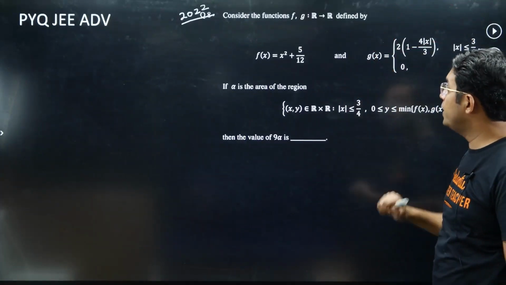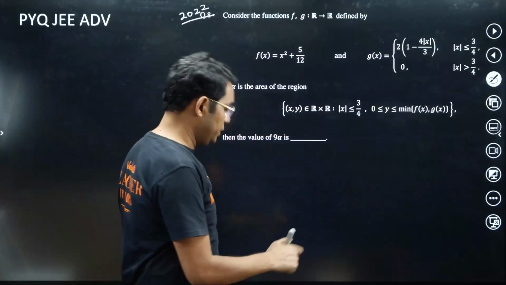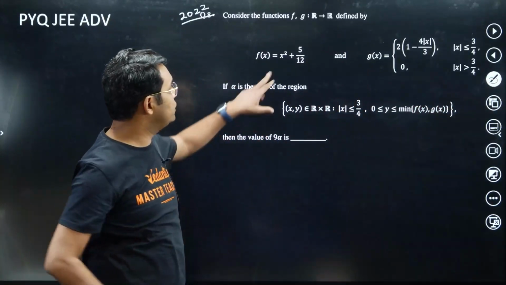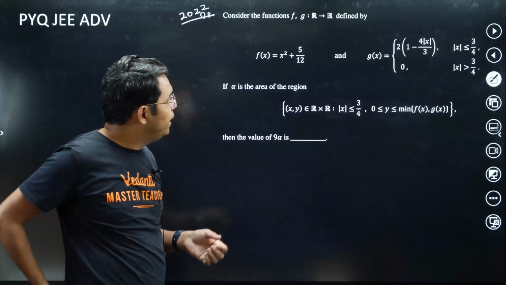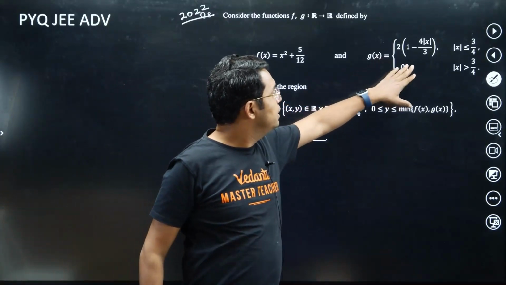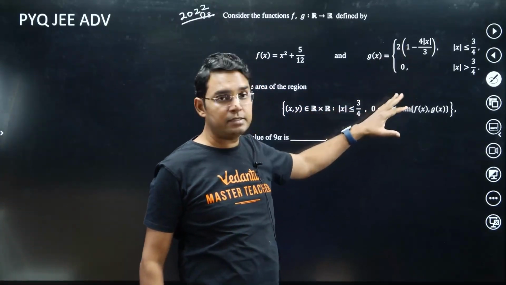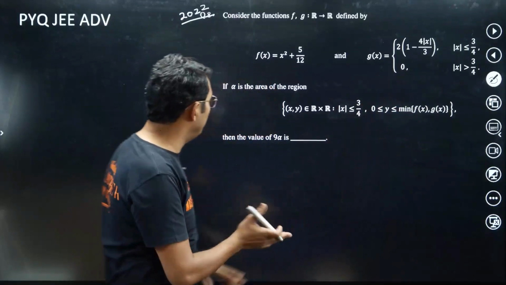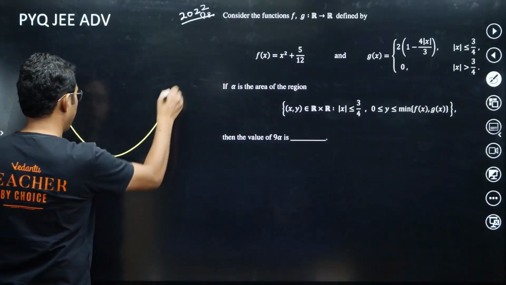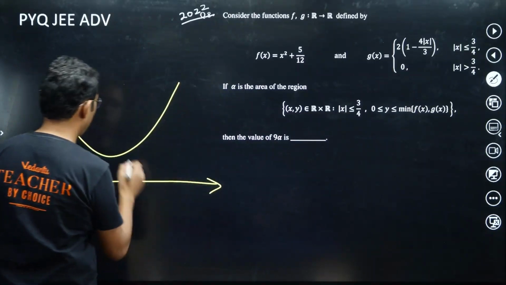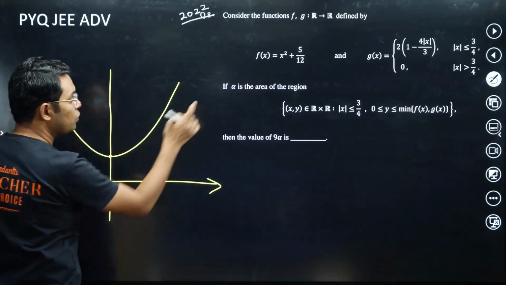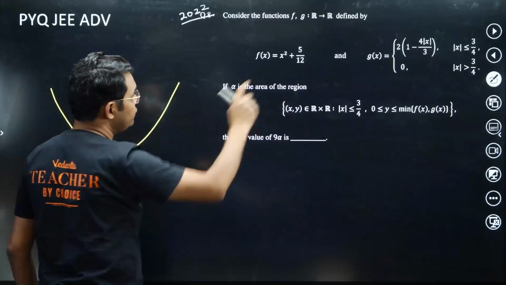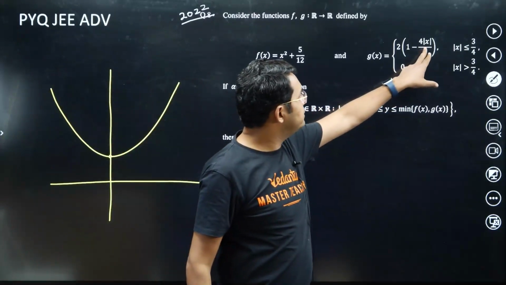This is from 2022. Please see what this question is. Here we are given one upward parabola, f(x) = x square plus 5 by 12, and there is one function g(x). It is given by 2 times (1 minus 4 mod x upon 3) for mod x less than or equal to 3 by 4, otherwise it is 0. So this graph of the parabola would be like this, whose vertex will be at x coordinate 0, y coordinate 5 by 12.